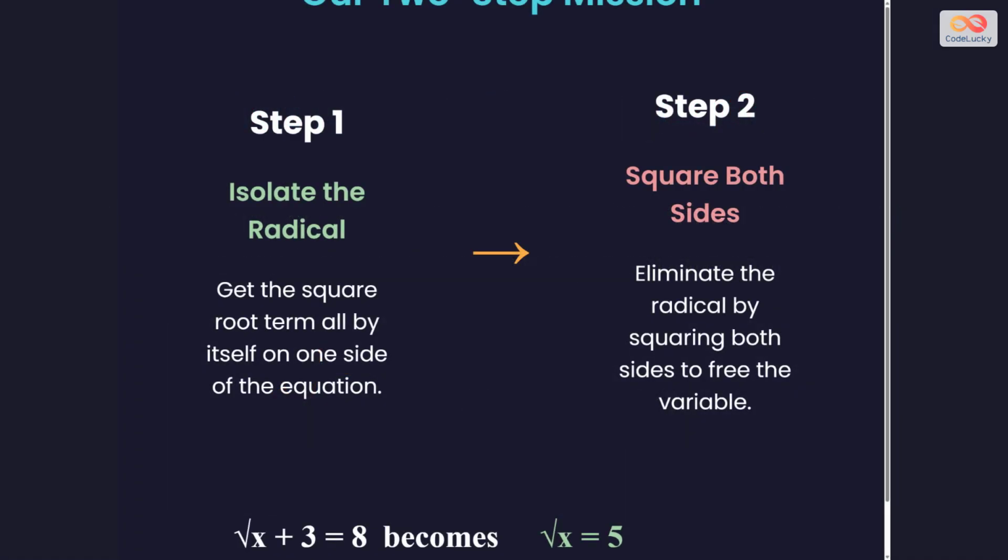Solving these equations boils down to a simple two-step mission. The first step is to isolate the radical. That means getting the square root part of the equation by itself on one side. The second step is to square both sides, which is the key to removing the radical and solving for the variable.